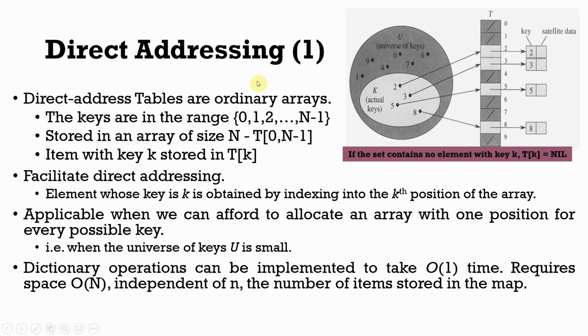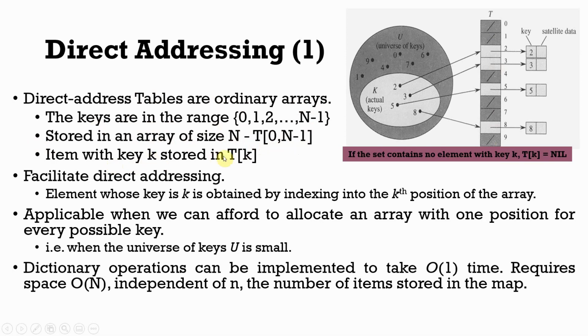The simplest method would be direct accessing or direct addressing. Our hash function is basically the same as our key, so h of x is equal to x. You see that 2 is mapped to location 2, 3 is mapped to location 3, 5 is mapped to location 5, 8, and so on. Other elements are not used, or null or nil. Direct access tables are ordinary arrays. The keys are in the range 0 to n minus 1, stored in an array of size n, and so the table array goes from 0 to n minus 1 as well.